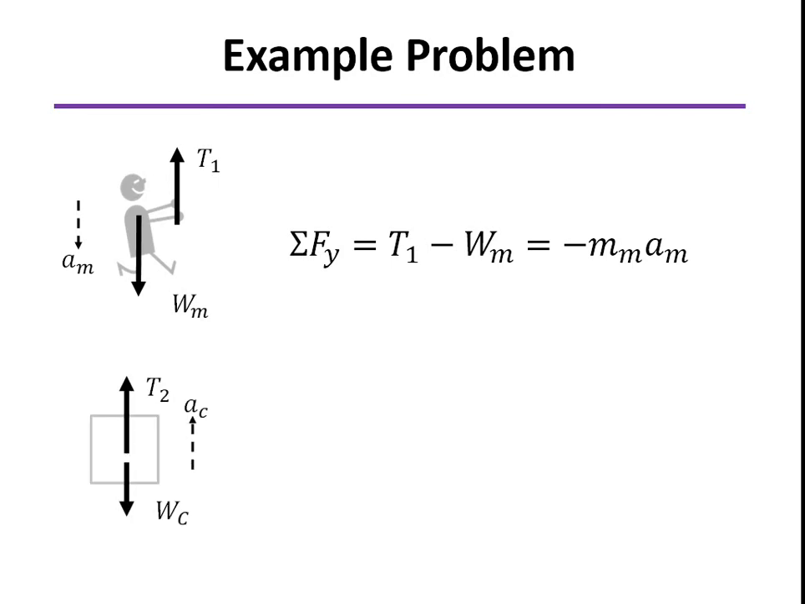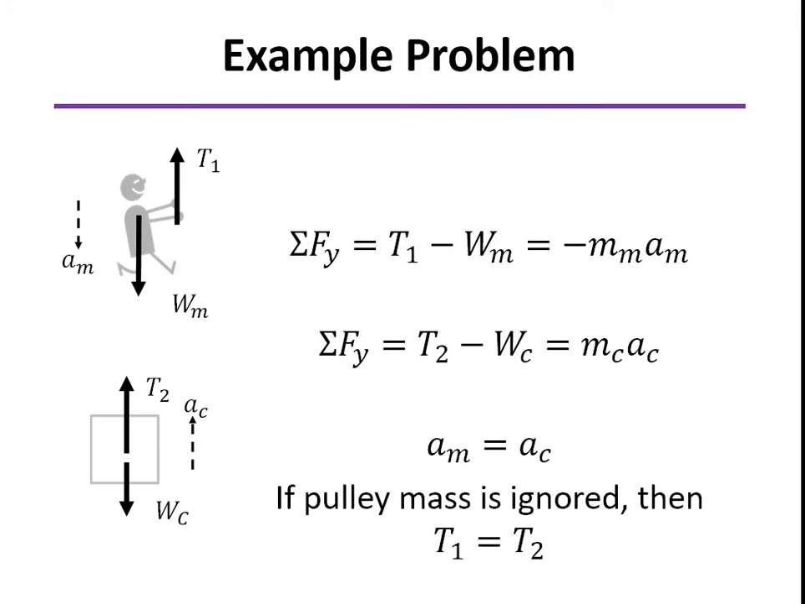The crate will be accelerating upwards, so we have the tension force acting on it, the weight acting downward, and again taking the sum of the forces, we have this equation. And so we can set the two accelerations equal to each other because we know the rope's not going to stretch. And we can actually solve this if we assume that the pulley has no mass, because in that case it says that the tension T1 is equal to tension T2.